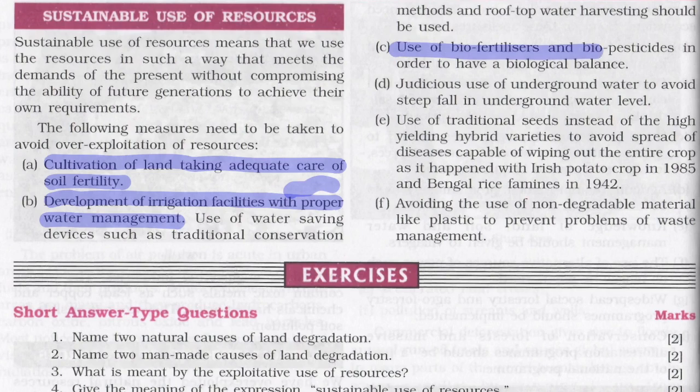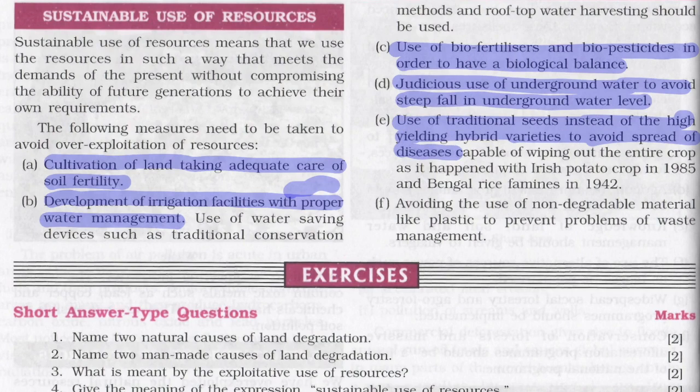Use of biofertilizers and biopesticides in order to have biological balance. Judicious use of underground water to avoid steep fall in the underground water level. Use of traditional seeds instead of high yielding hybrid varieties to avoid the spread of diseases that are capable of wiping out the entire crop. And finally, avoiding the use of non-degradable material like plastic to prevent problems of waste management.